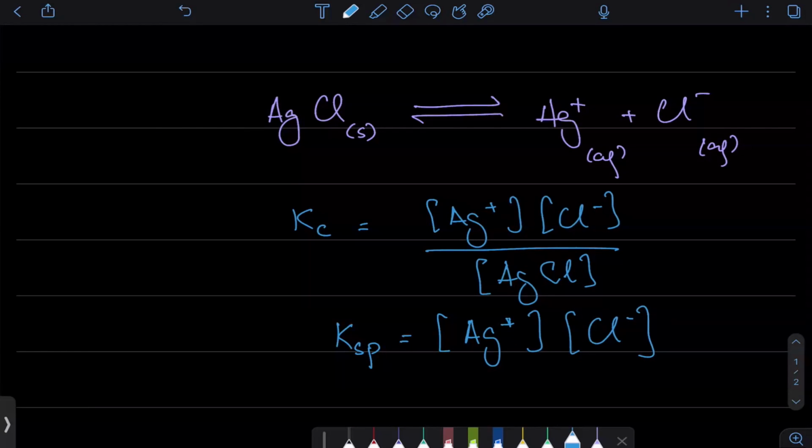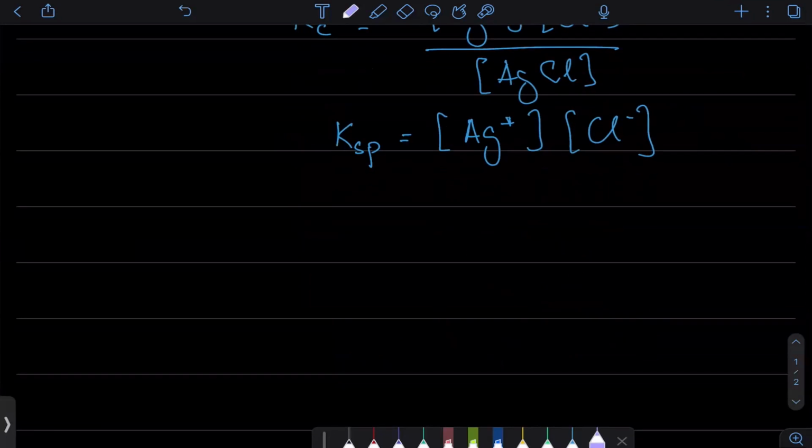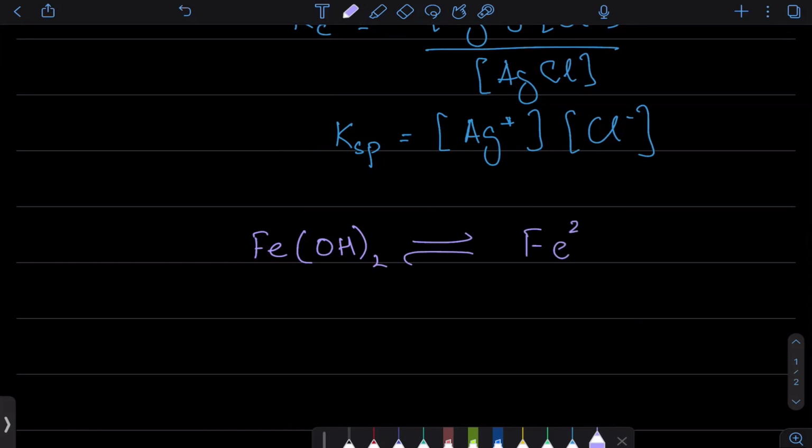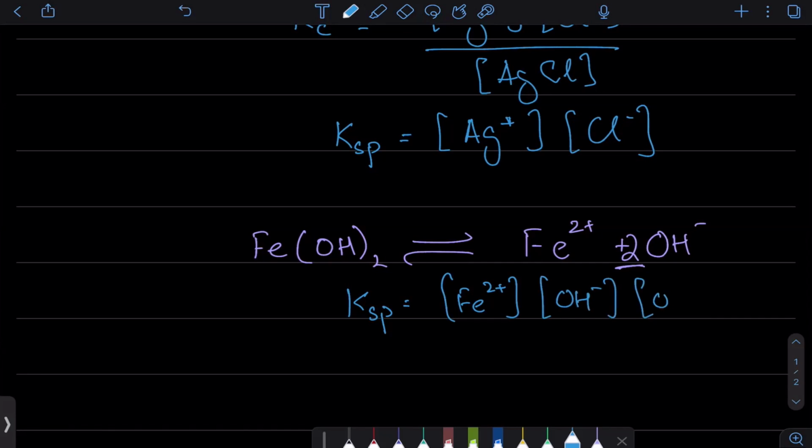And just like that, if we have, for example, iron 2 hydroxide, and this forms this, the solubility product of this will include this there. So our Ksp should be the Fe2+ ion concentration times the hydroxide concentration squared, because there are two of them in the mole ratio.